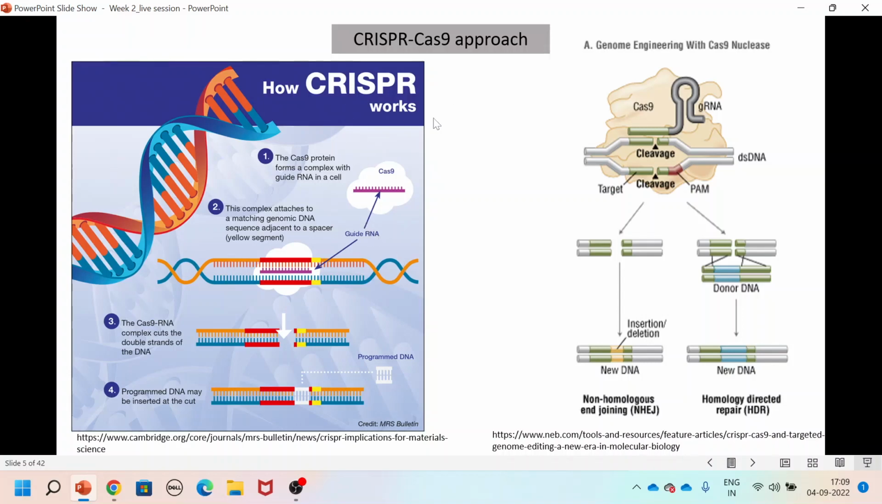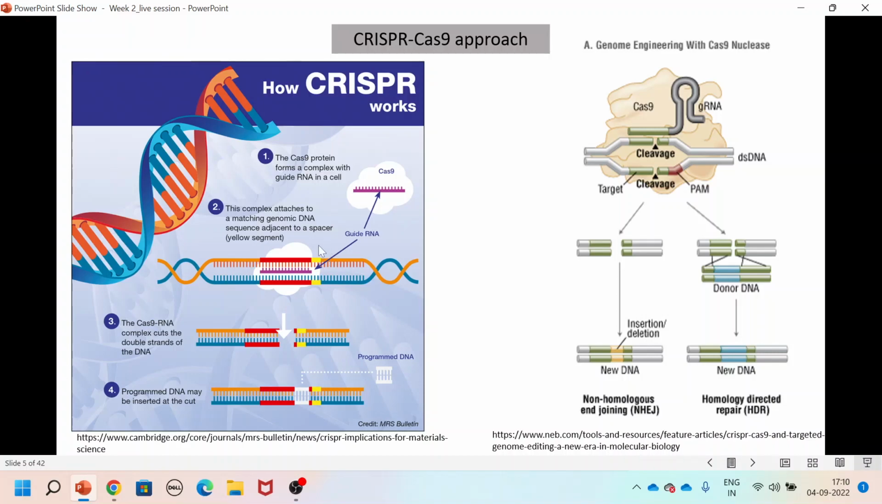So how does CRISPR work? Basically, the Cas9 protein forms a complex with a guide RNA in a cell, and this guide RNA is a complementary sequence that identifies the target gene which we have to knock out. So this complex then attaches to the matching genomic DNA sequence which is adjacent to a spacer. Here is the spacer, represented by a yellow segment, and this guide RNA binds to the complementary sequence which is present in the genomic DNA.